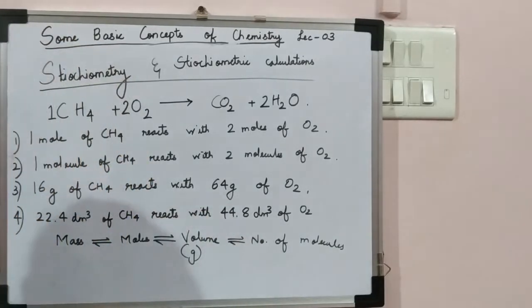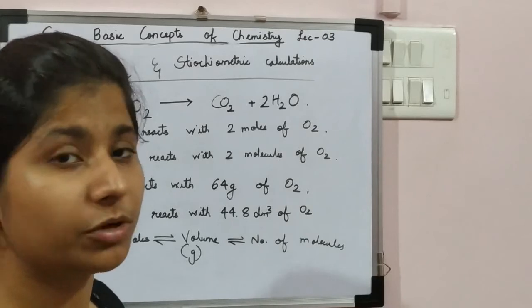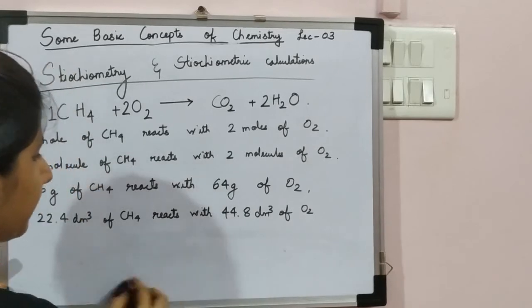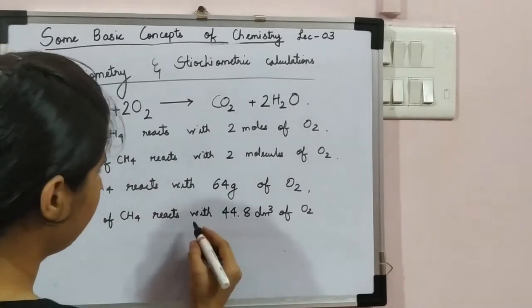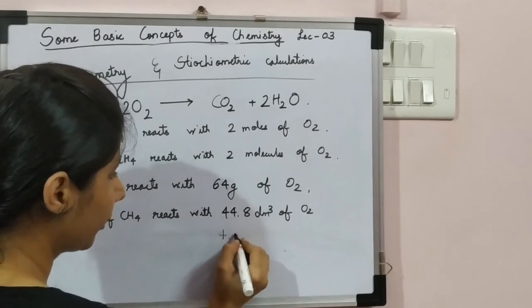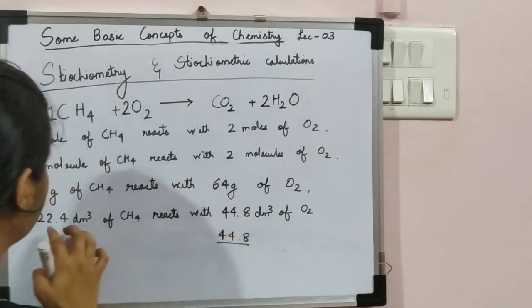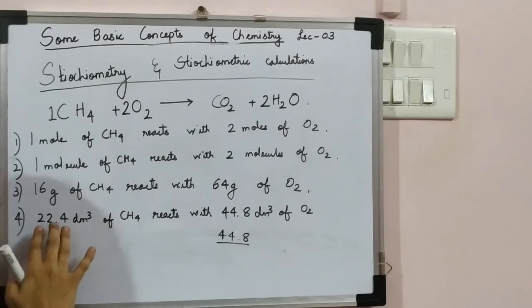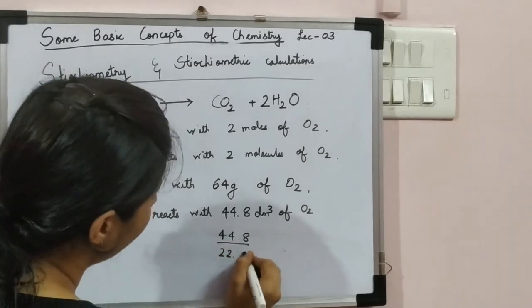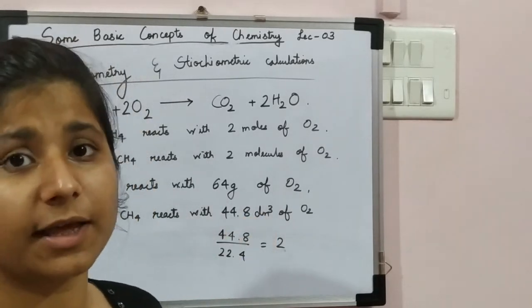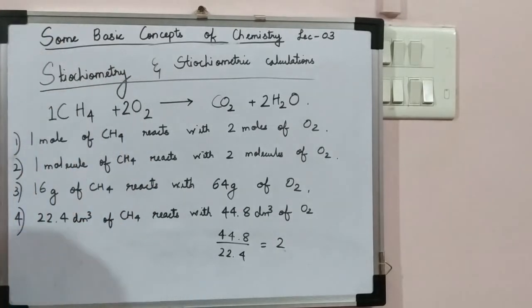Now the one more thing that I have not told you is that we can also calculate the number of moles using the volume of the gas at STP. Now let's say the volume of the gas at STP is 44.8 decimeter cube. I know that the volume of any gas at STP is 22.4. So if I divide by 22.4, this is how I get 2. So from the volume of the gas, I can also calculate the number of moles of the gas. Okay. So this was all about stoichiometry and stoichiometric calculations.